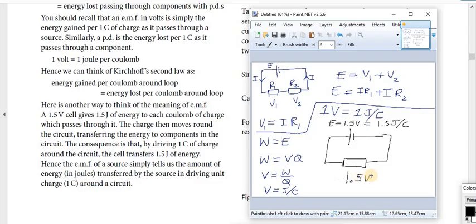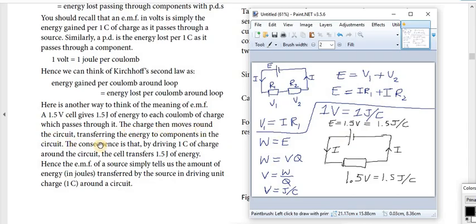So over here each coulomb of charge, again 1.5 volts is 1.5 joules per coulomb, loses energy when the electrons pass through the resistor. So each coulomb of charge loses 1.5 joules of energy when it passes through this resistor. Okay, let's again go through this. Here is another way to think of the meaning of EMF. A 1.5 volt cell gives 1.5 joules of energy to each coulomb of charge. So you can imagine this part first.